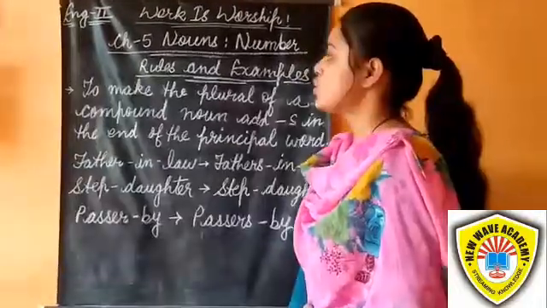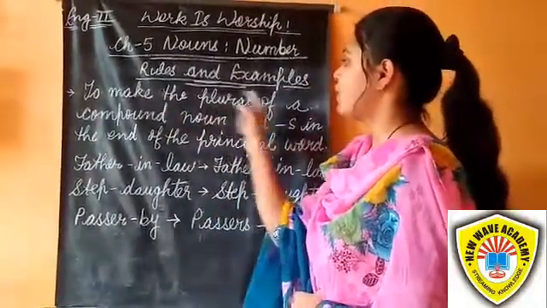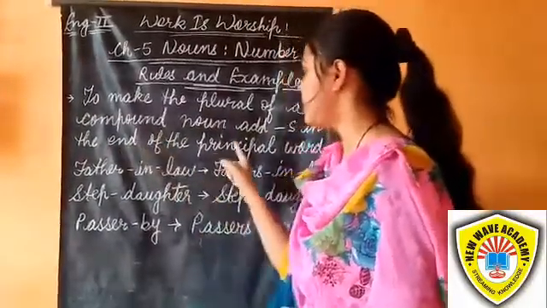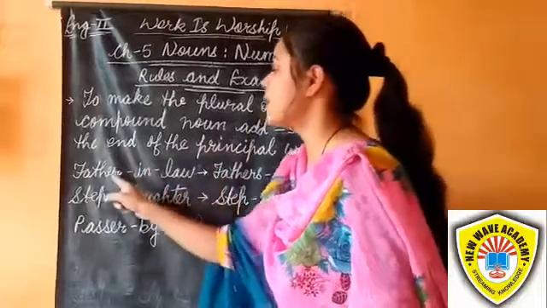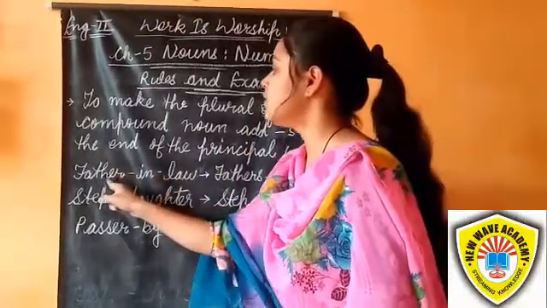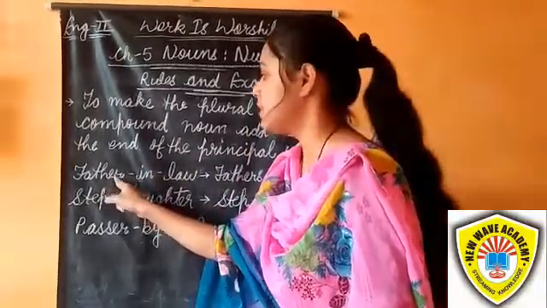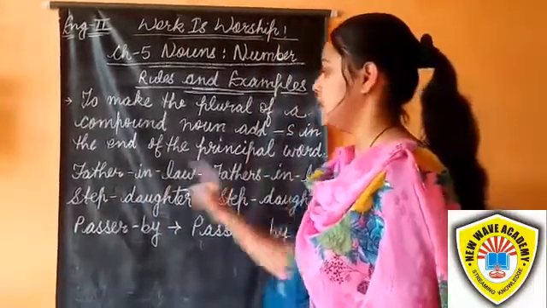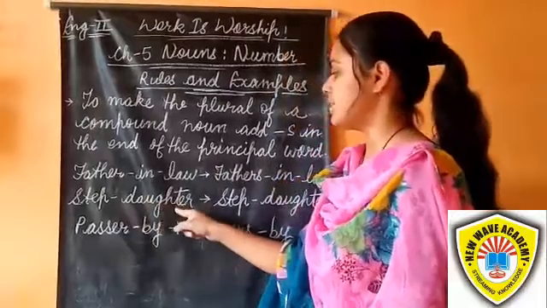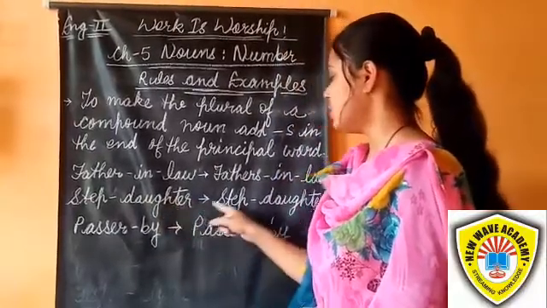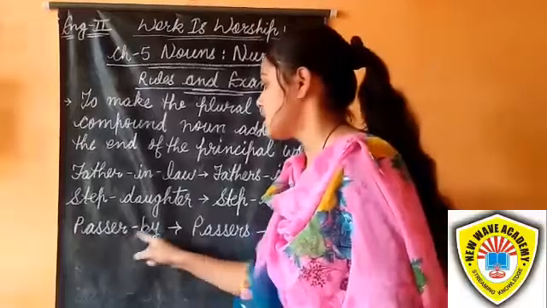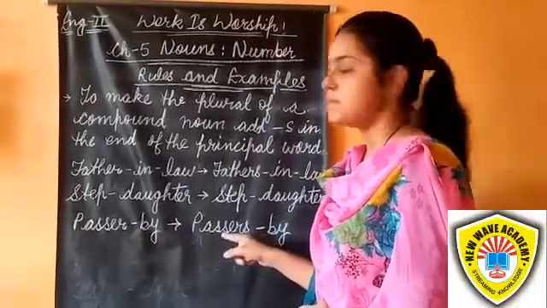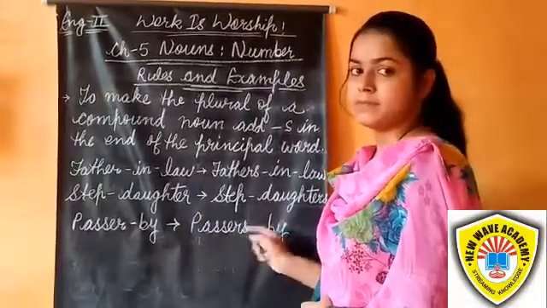That's all. Students, to make the plural of a compound noun, add s at the end of the principal word. For example, father-in-law, we will add s to father because it is the principal word. Fathers-in-law. Stepdaughter, daughter is the principal word of this. So, stepdaughters. Passerby, passer is the principal word. So, we will add s to passer, passers-by.